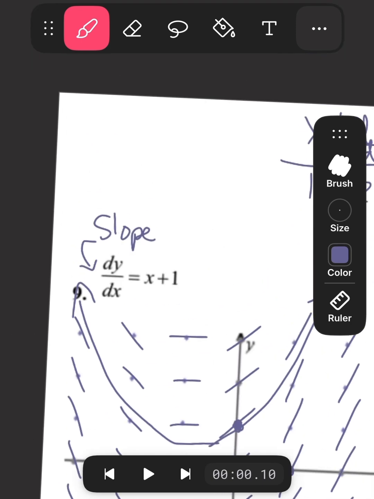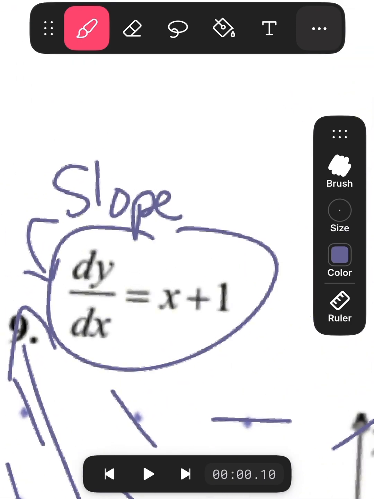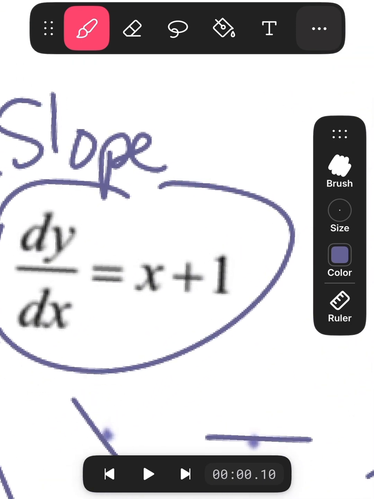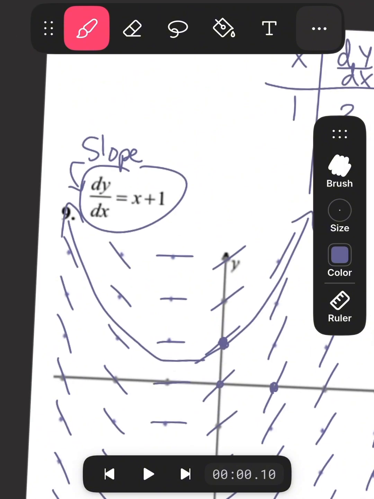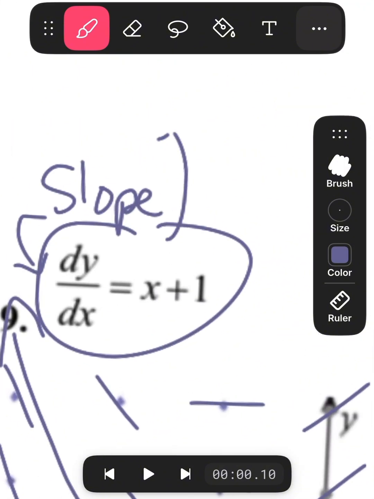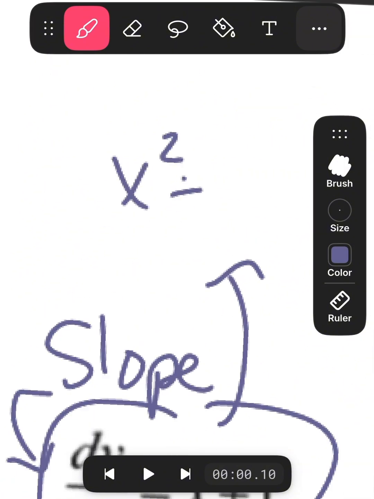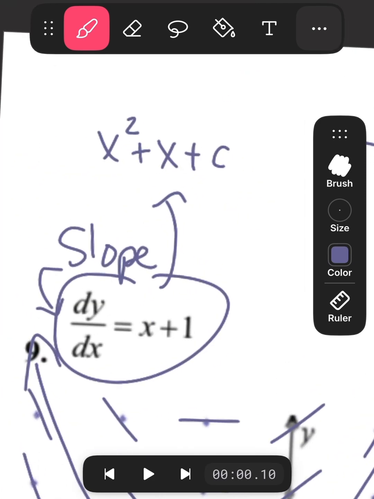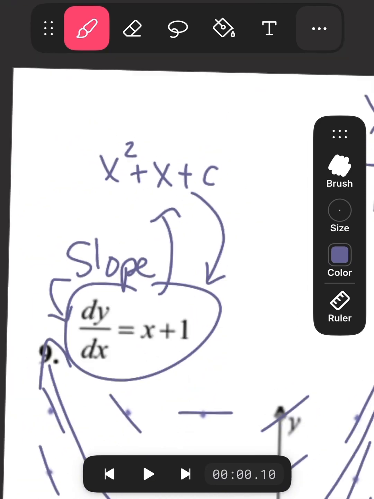This is a quadratic function. And this, our slope here, is x plus 1. A quadratic function will always have a slope of x. And if you take the integral of x plus 1, you're going to get x squared plus x plus c. Because if you take the derivative of that, you'd get that.